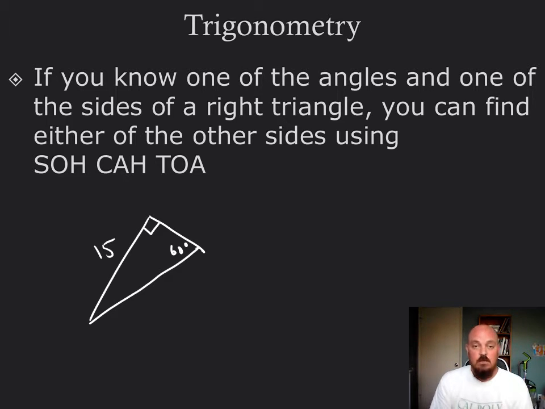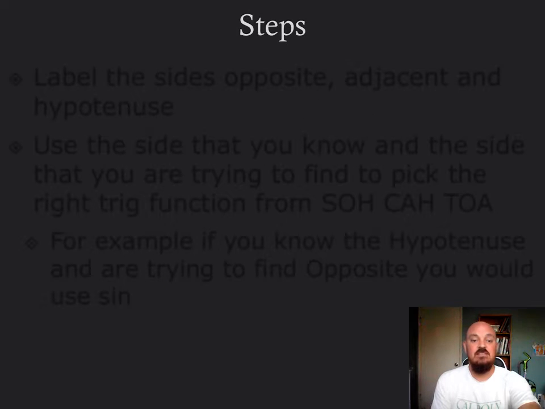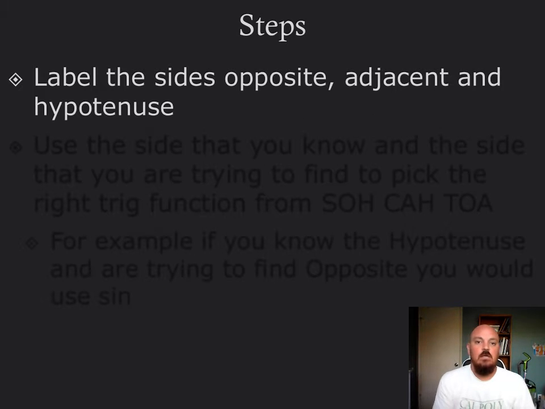If we know one of the angles and one of the sides, then you can find either of the other two sides. I could tell you what this side right here is, or what this side right here is. That's what we're going to do today. We're going to use a little bit of given information, one side and one angle, to find the other sides. So let's talk about how to do that. Here are the steps. Number one, you're going to label your triangle. We've been labeling opposite, adjacent, and hypotenuse, just like when we did SOHCAHTOA the first time.